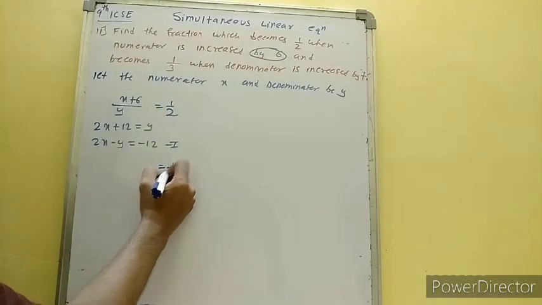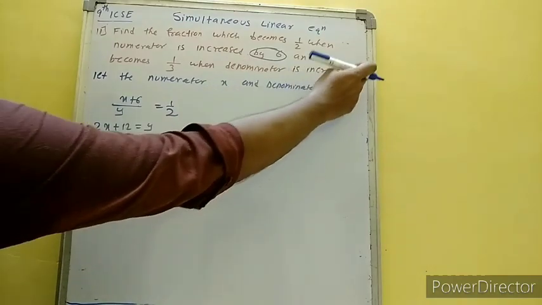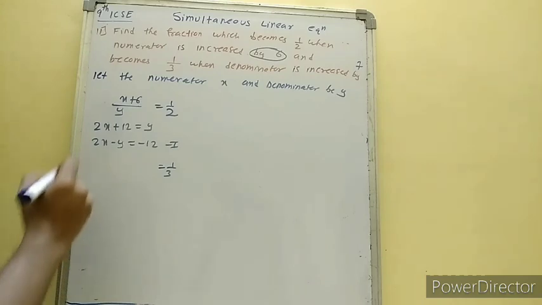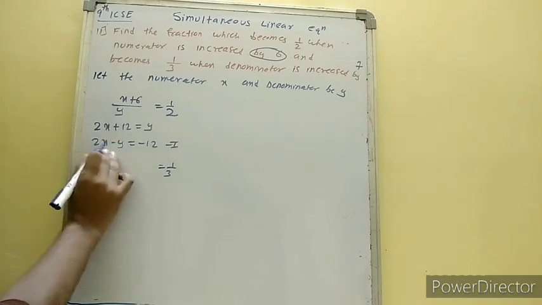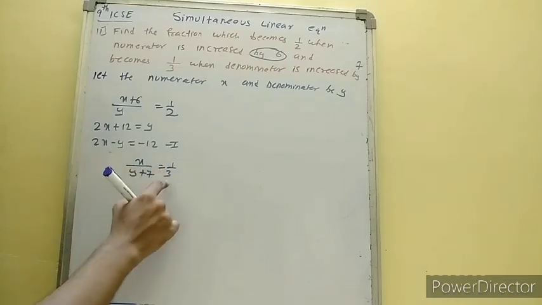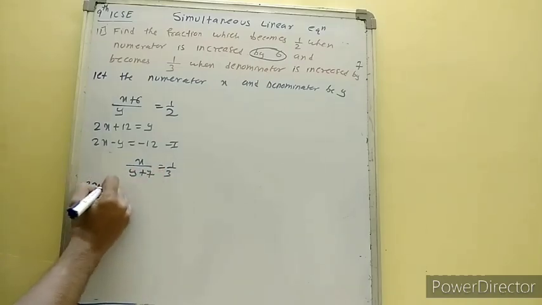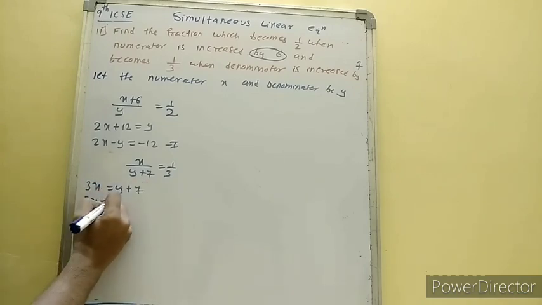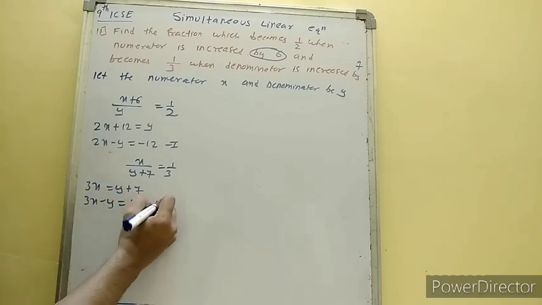And it becomes 1 upon 3. When does it become 1 upon 3? When the denominator is increased by 7. Denominator is increased by 7 means x as it is. So 3x is equal to y plus 7. 3x minus y is equal to 7.